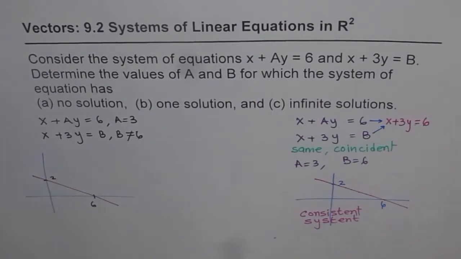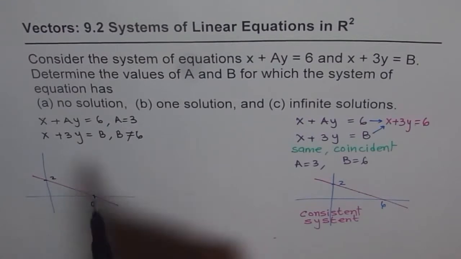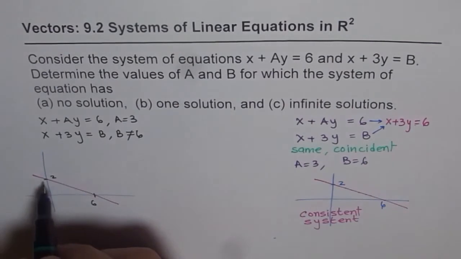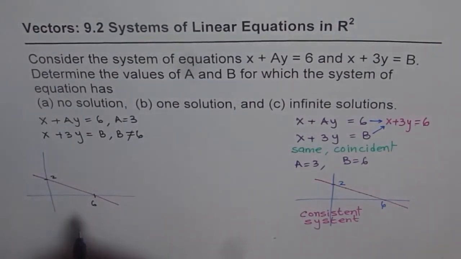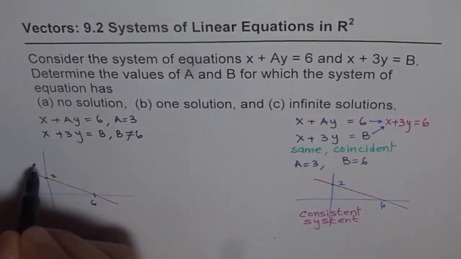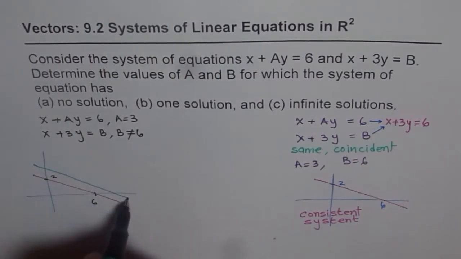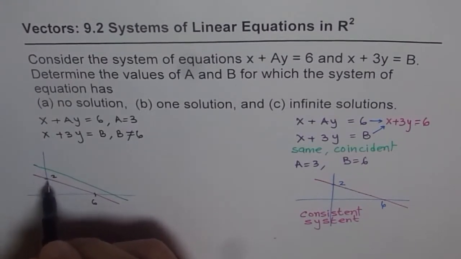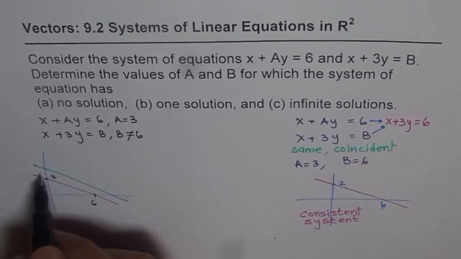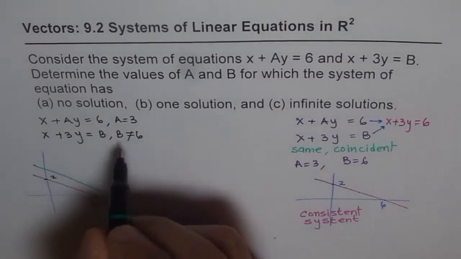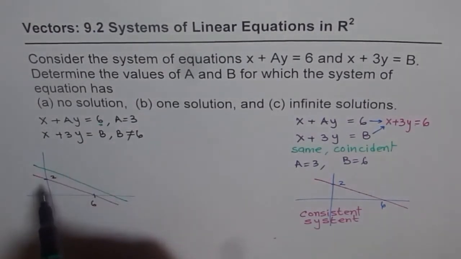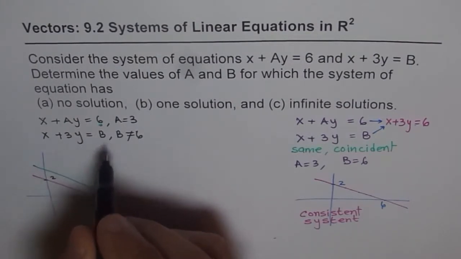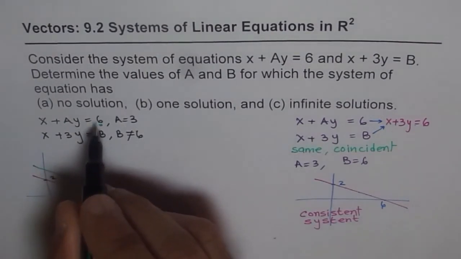So, if b is more than 6, for example, if b is 8 or 9, then this point will be above. So we have a parallel line. The other line will be starting from here and moving like this. I'm taking b as greater than 6, then it will be above this line. So the y-intercept will be more than 2. So that becomes the other line if b is greater than 6.